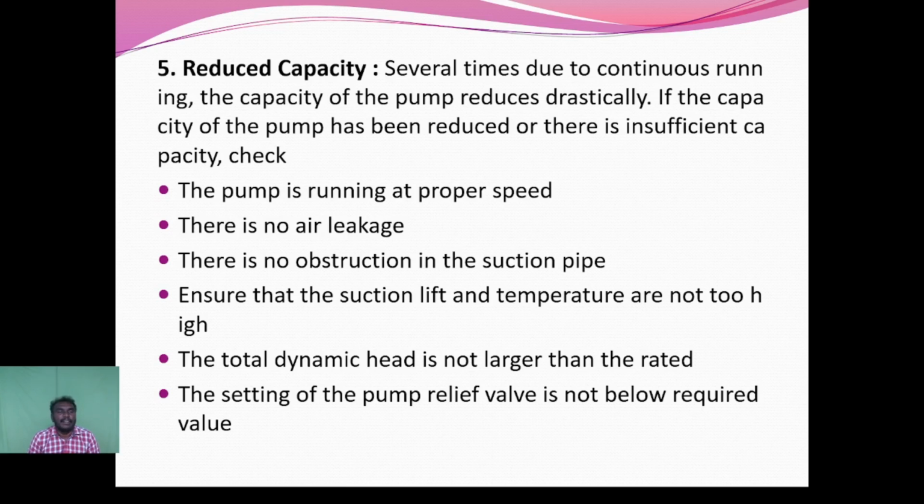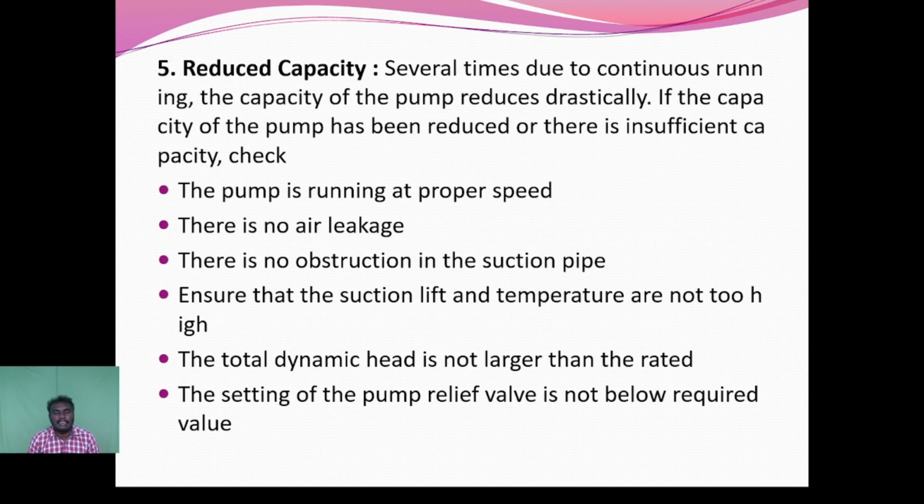Next, the fifth one is reduced capacity. Several times, due to continuous running, the capacity of the pump reduces drastically. If the capacity of the pump has been reduced or is insufficient, check that the pump is running at the proper speed, there is no air leakage, and there is no obstruction in the suction pipe.